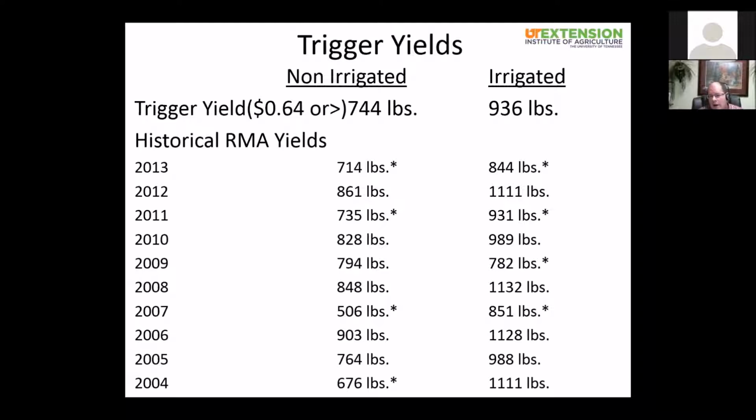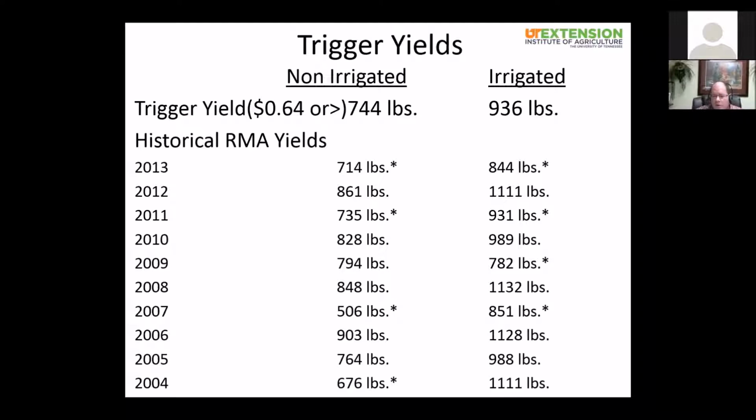Now, if we look at irrigated, the trigger yield at 64 cents or higher is 936 pounds. So our irrigated cotton per planted acre would have to come in below 936 pounds for this policy to trigger payment. And we had, again, 4 years that payments would have been triggered if we looked at the last 10. It would have been 2013, 2011, 2009, and 2007. Those would have been years that would have triggered a payment in that case.